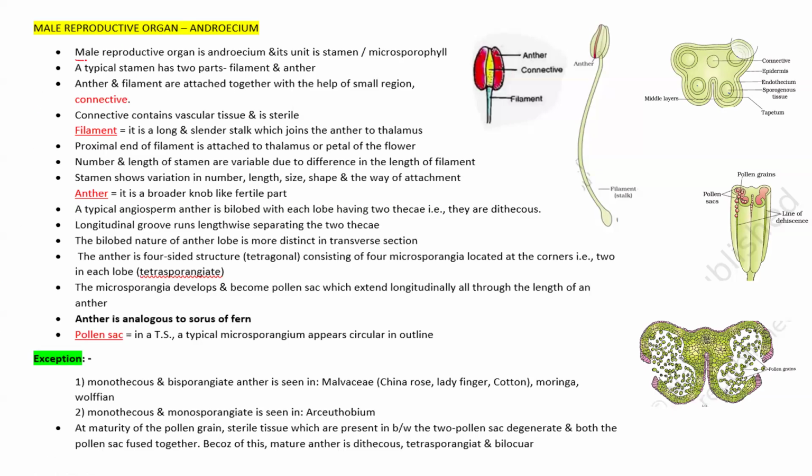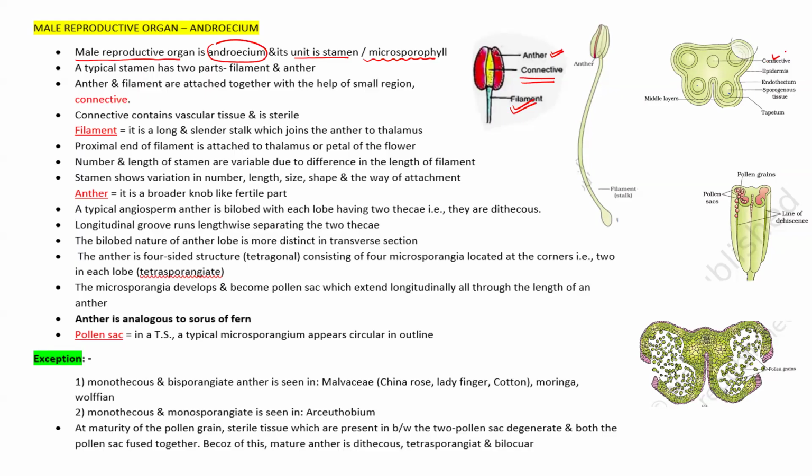Now see, the male reproductive organ of a flowering plant is androecium, and its unit is known as the stamen, which is also known as microsporophyll. Each stamen typically has two parts: the filament and the anther lobes. In between them, the connective is present. The connective contains only vascular tissue, meaning xylem and phloem, and it is sterile.